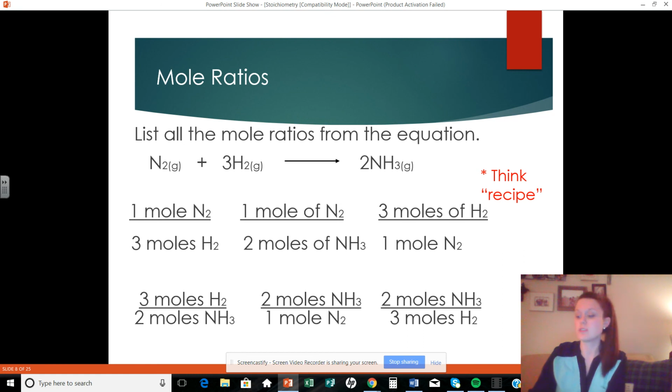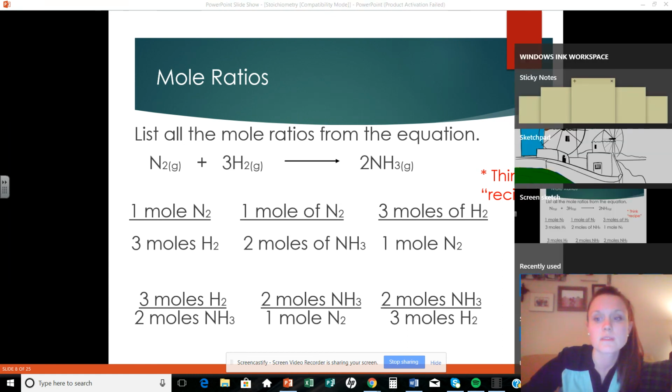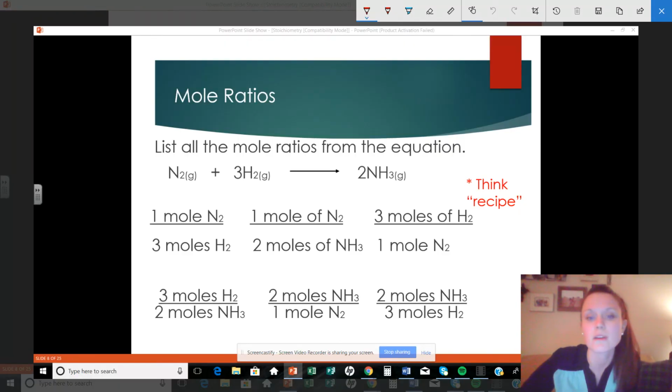So I just want you to take a look at our equation here. In this equation, we've got 1 mole of nitrogen reacting with 3 moles of hydrogen to give us 2 moles of ammonia. So when you make a molar ratio, I want you to think recipe.